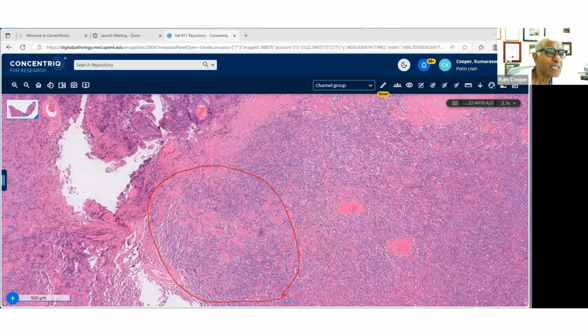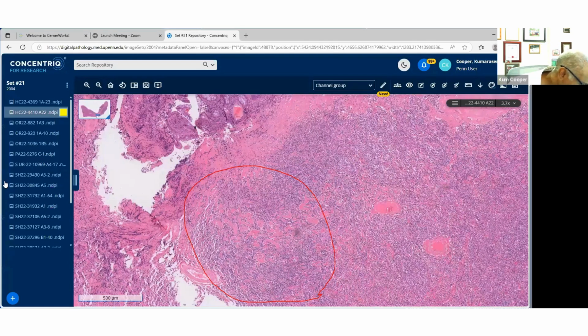If you have any questions, I can go to my little scroll here and pull out another case. I think we have 14, 15 minutes. So, 169.